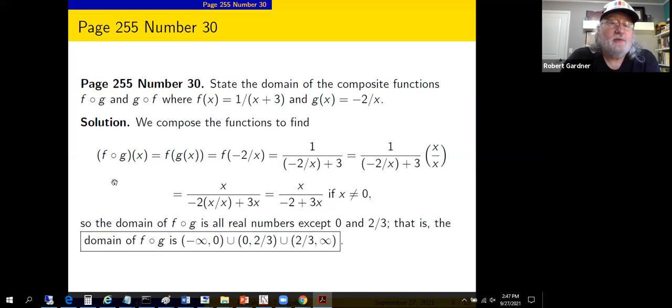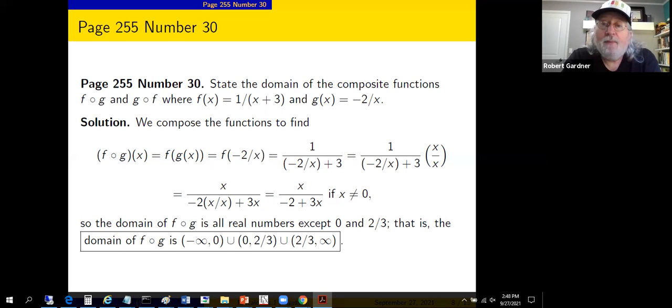We'll compose the functions. Let's take f composed with g. F composed with g, that would be f of g of x. G of x is -2 over x. So we get f of -2 over x. By the way, notice x can't be 0. That'd give division by 0. What does f do to something? Takes 1 divided by the something plus 3. So f of this is 1 divided by this plus 3. Simply replacing x with the input, as you always do with functions.